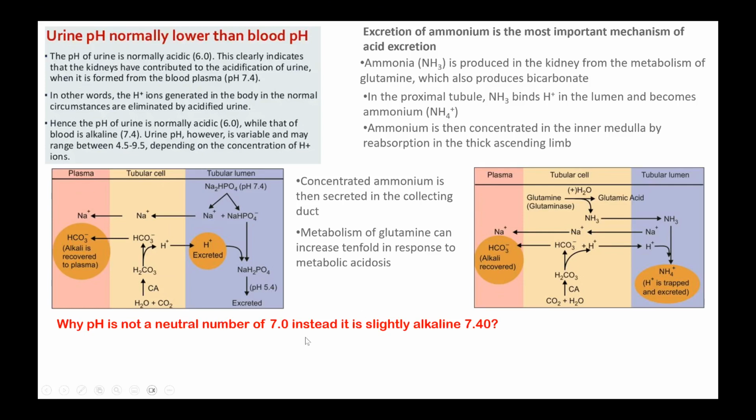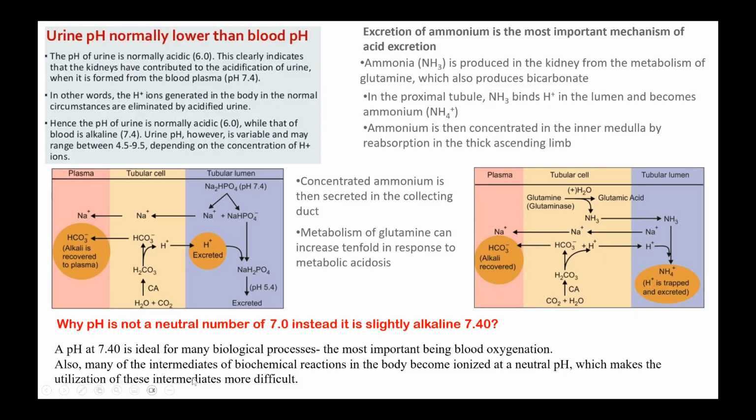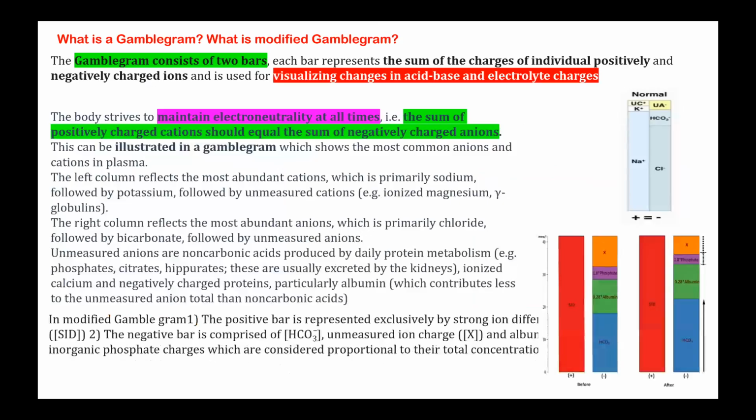Then why is pH not a neutral number and just slightly alkaline? That is the question that I asked you in the beginning. It is ideal for many biological processes, the most important being blood oxygenation. And also many intermediates of biological reactions within the body become ionized at neutral pH, which makes the utilization of these intermediates more difficult. And lastly, the hydrogen ion production is always in excess, which requires a slightly alkaline pH to manage that condition.